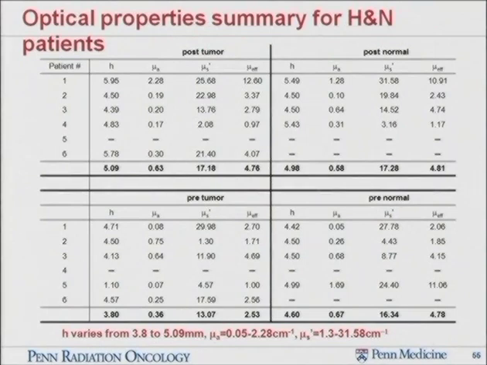So the upper one is post-PDT tumor and post-PDT normal tissue. And the lower one is before, pre-PDT tumor on the left, I think. So this is a pre-PDT tumor and a pre-PDT normal. Again, you can see a large range of penetrations, for example, different mu effective changing from 1 centimeter minus 1 to 2.7. So there's a large change. So there is a patient-to-patient dependence.